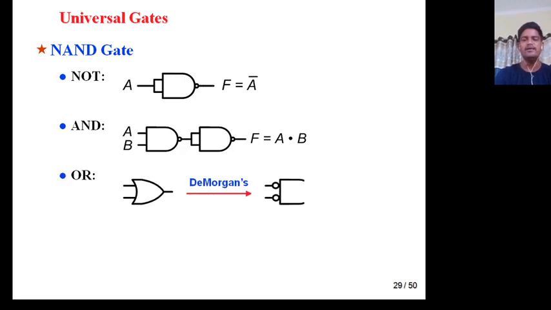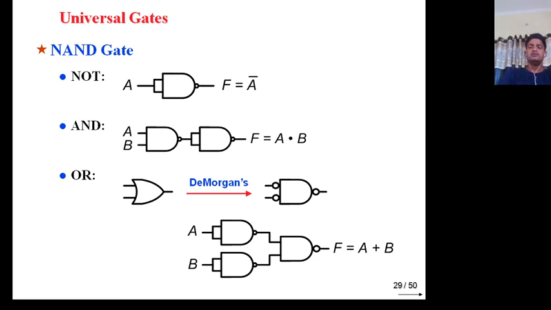And how will you implement an OR gate? There is one shortcut method to remember this. Just know what your OR gate is. OR gate is nothing but a bubbled NAND gate.